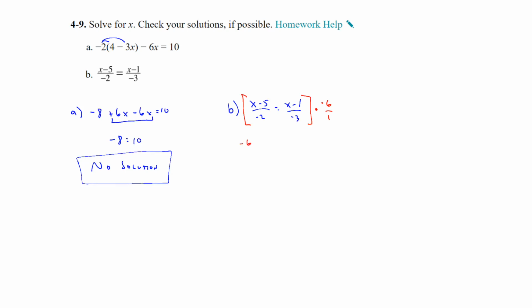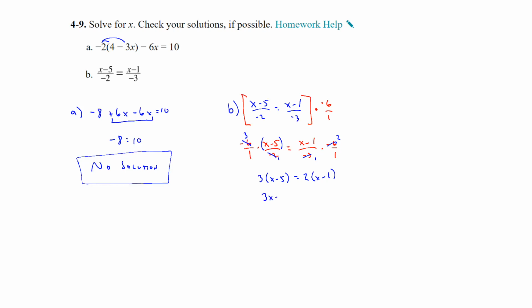So we're going to take negative 6 over 1 times x minus 5 divided by negative 2 is equal to x minus 1 over negative 3 times negative 6. So both sides are getting multiplied by negative 6. Right here is where I was talking about it canceling. Negative 2 and negative 6 simplifies to a positive 3 because negative 6 divided by negative 2. And negative 6 divided by negative 3 would be a positive 2. So now we can take 3 times x minus 5 is equal to 2 times x minus 1.